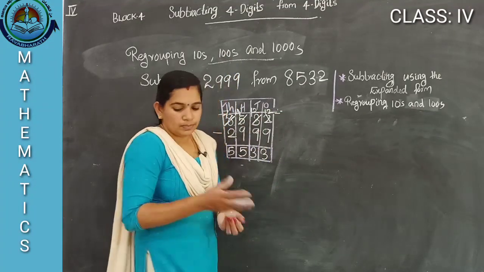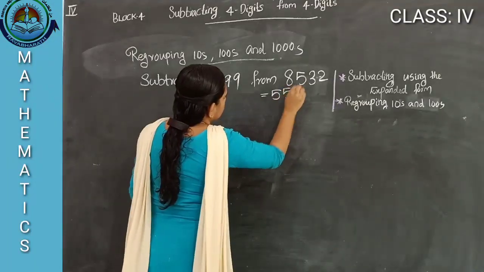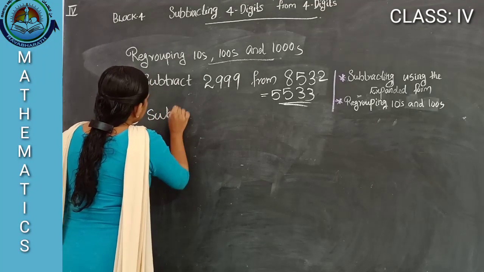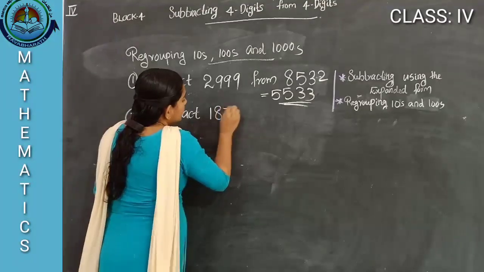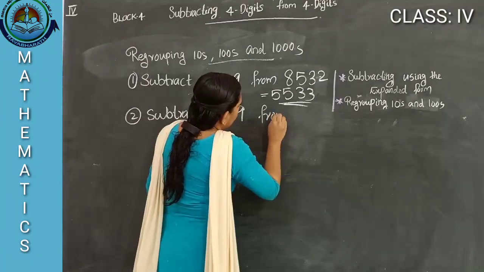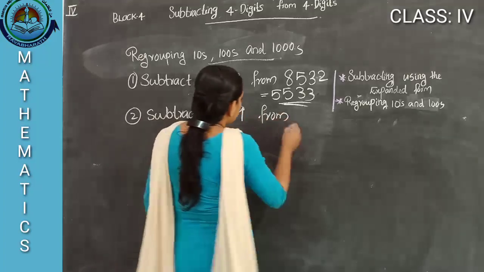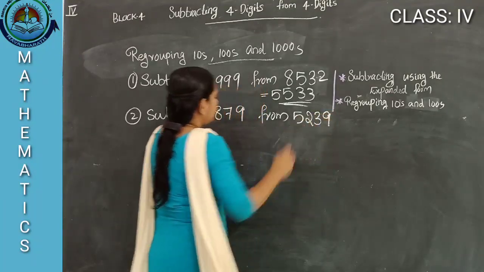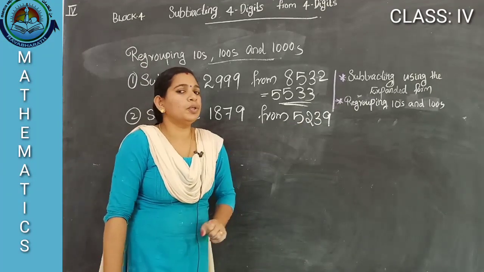In the same way we will do another problem. Write down. Second question. Subtract 1,879 from 5,239. You do.